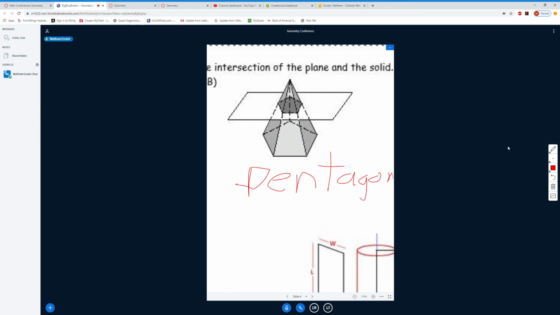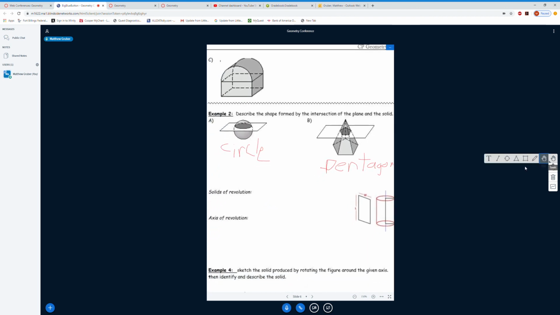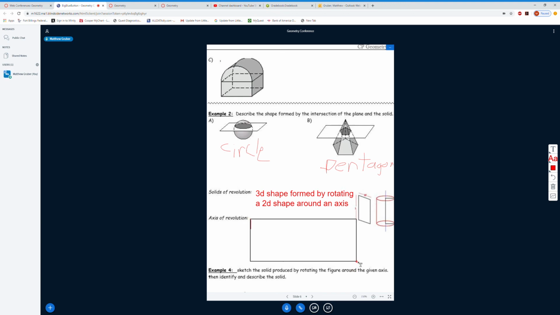Okay. Now let's talk about solids of revolution. A solid of revolution, let's define that. A solid of revolution is simply a 3D shape formed by rotating a 2D shape around an axis. Okay? What is the axis of revolution? That's just the line you rotate a 2D shape around.